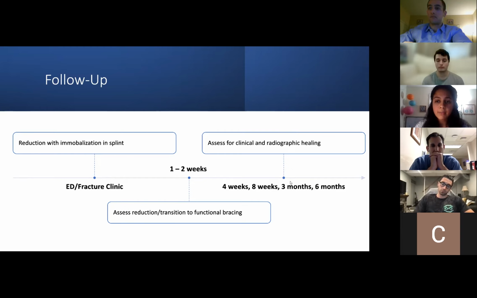And at the 3-month mark, they would try to identify individuals that would be at high risk for non-union. At that point, they would start to monitor them at shorter intervals. Patients whose reduction was lost, they would try to re-reduce them and follow up with them to make sure that they aligned properly.